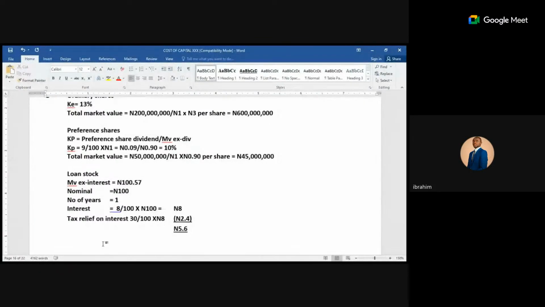Class, the cost of loan stock will be equals to this. This is the interest that you will pay.